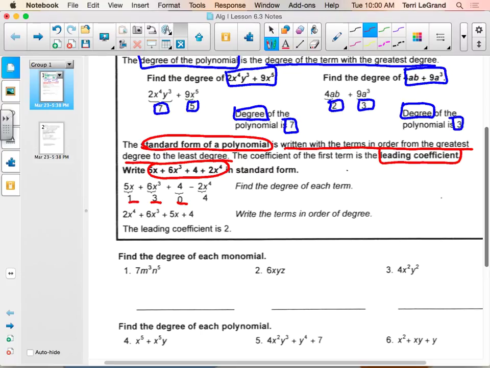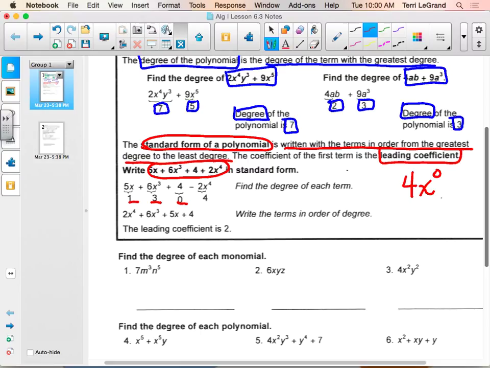Well, what if I wanted you to write 4 as a monomial with a variable part? What if I wanted to put an x there? Can I just do that? Is it still degree 0? No, what is it now? Degree 1. Could I do this?